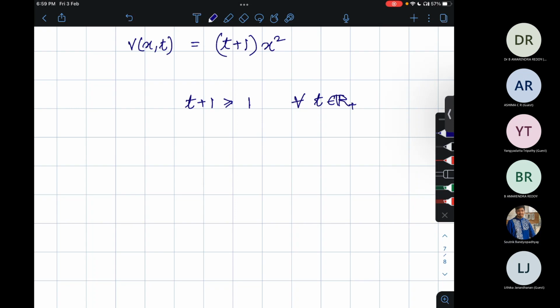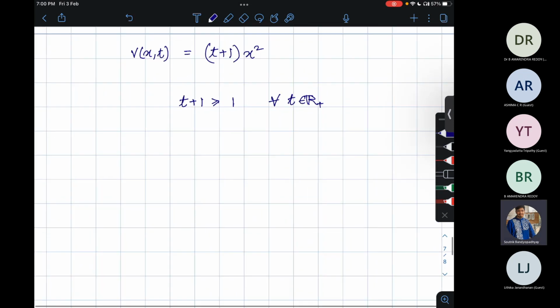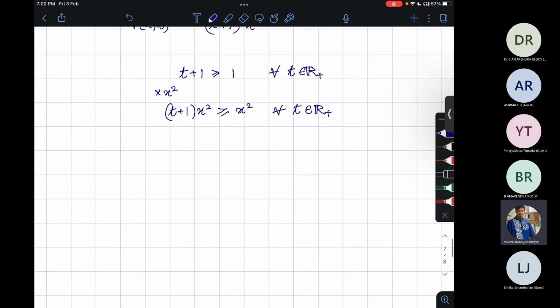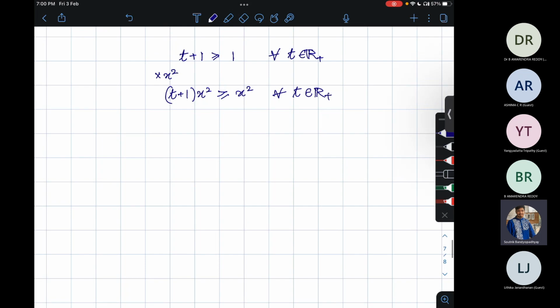Is this correct? Very simple algebra. I can multiply a positive quantity on both sides because x square is a positive quantity. So t plus 1 times x square is greater than x square for all t in R plus. Let me rearrange this. So t plus 1 times x square, which was nothing but your v of x comma t, is greater than x square.